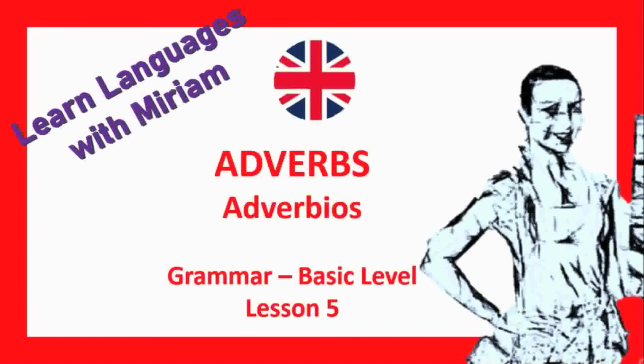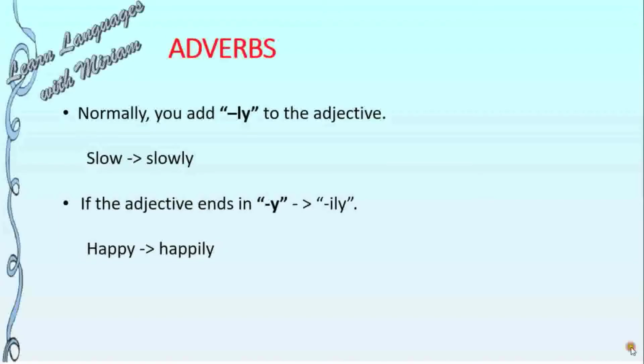Let's start. Very easy and short explanation. Normally you add ly to the adjective. Normalmente vamos a añadir ly al adjetivo. For example, slow, the adjective, is slowly the adverb. So we add ly.